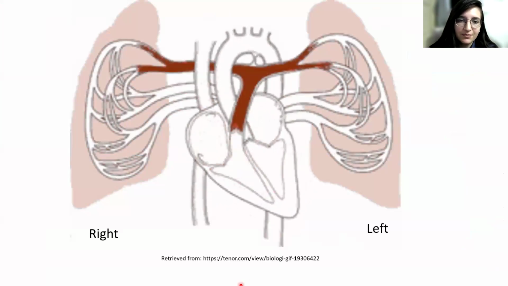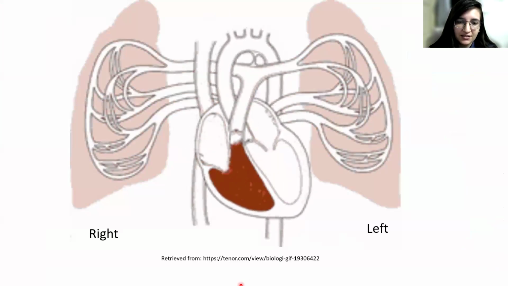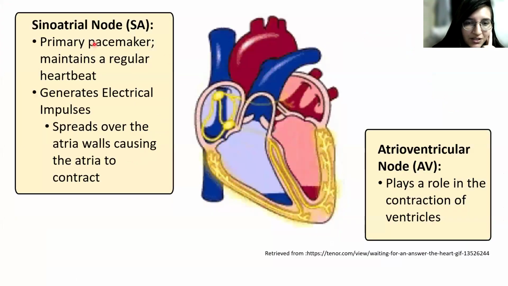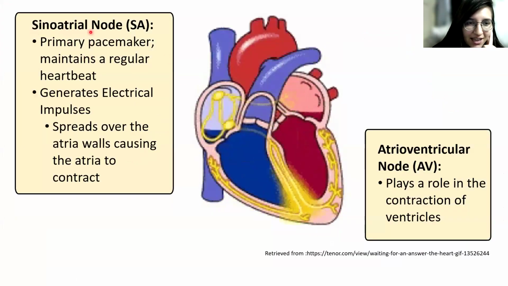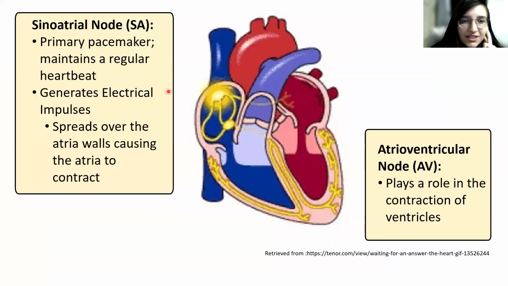So how does the heart pump? That's also a question to consider. How is it pumping? And that's where the electrical conduction system of the heart comes into the picture. So in this one, we will look at the SA node and the AV node, and I will tell you what both of these stand for. So let's look at the SA node, the sinoatrial node. So this is the pacemaker.